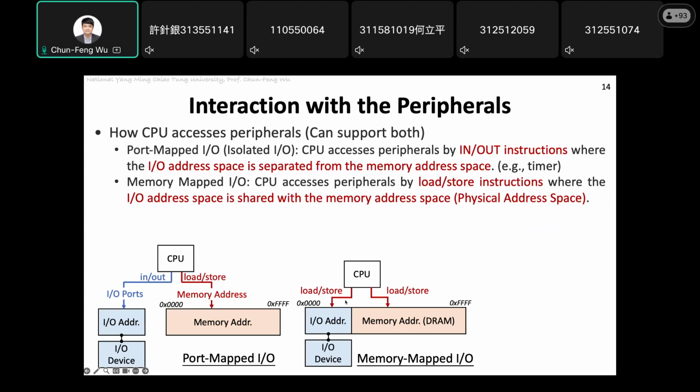But the point is that, if you are on a 32-bit system, you need to sacrifice part of the address space for this kind of IO device. Okay, so this is about memory mapped IO.